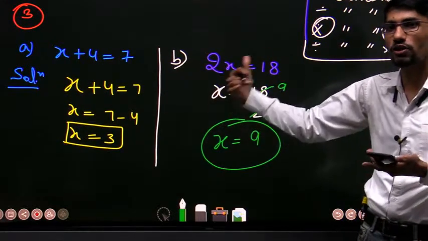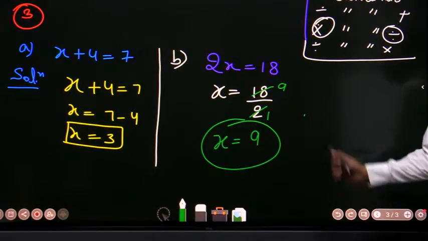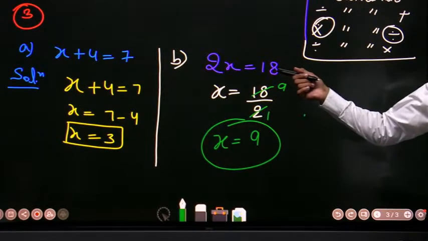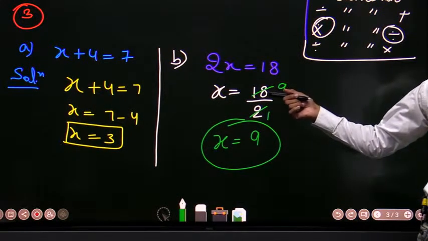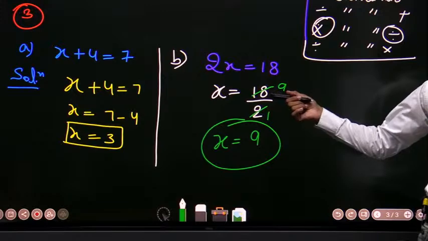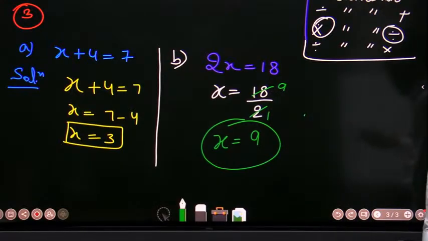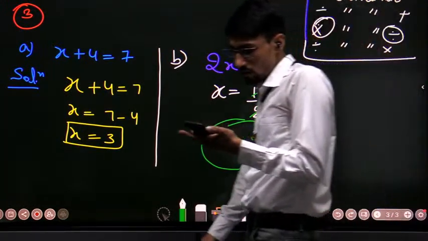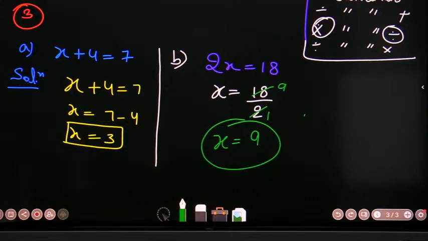I have to give one question to all of you. You have to write the correct answer in the comment section. Can I erase it? Anita Rajoria is asking, sir, do we have to do this in the copy? Beta, yes, you have to do this in your copy, but right now you have to take a screenshot.